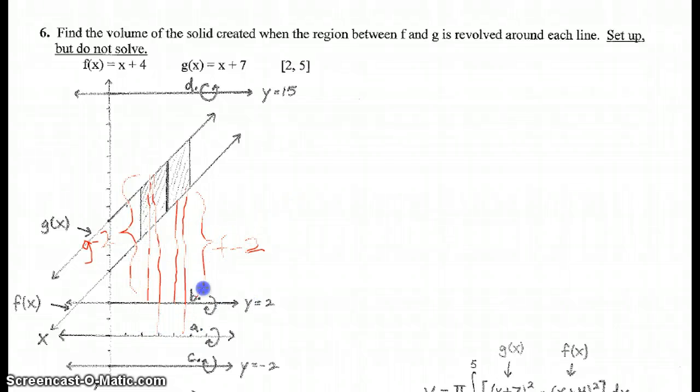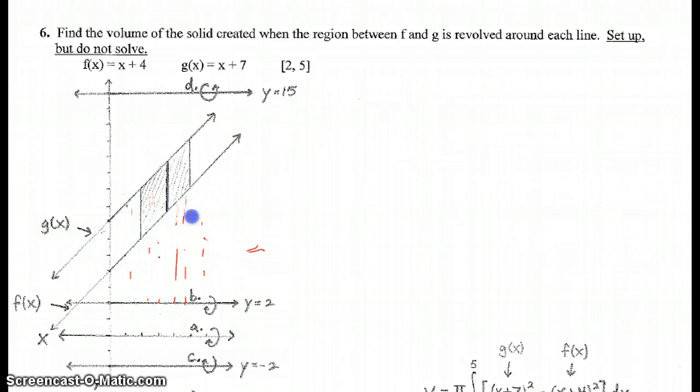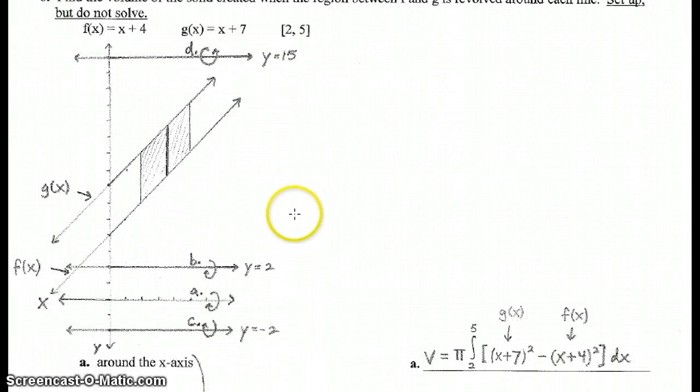Part C asks us to revolve around y equals negative 2. So in a similar fashion, we have to decide what's our outer radius, what's our inner radius. And we're going to do the same thing here. We're going to draw in some radii to decide what they are.